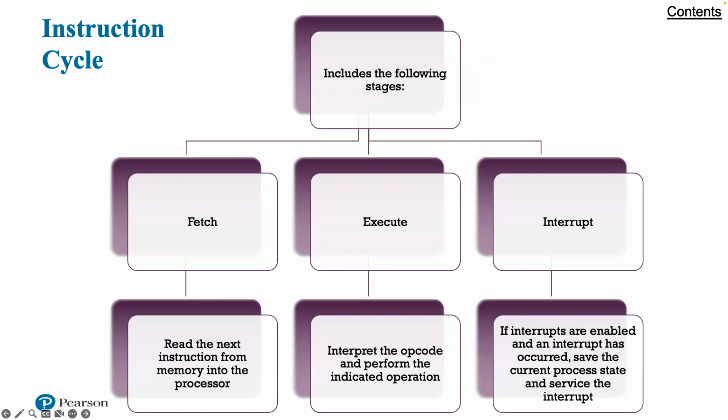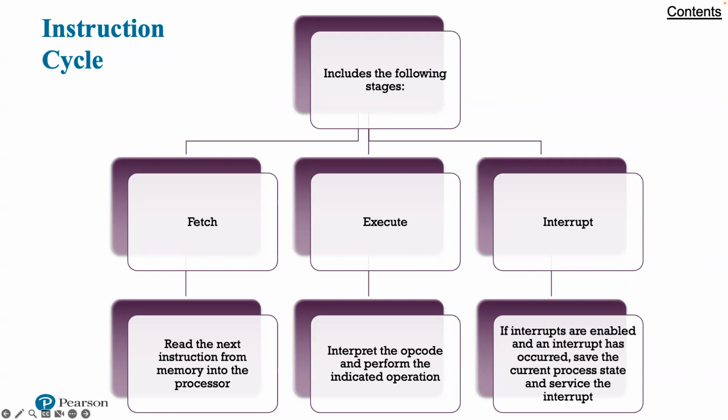So in section 3.2, you might recall we described the processor's instruction cycle. That was in figure 3.9. To recall, an instruction cycle includes the following stages. We have the fetch execute cycle. That's the main parts of this, but there's more detail. Fetch is read the next instruction from the memory into the processor. Execute interprets the opcode and performs the indicated operation.